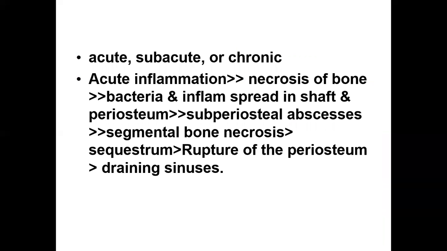And acute inflammation, necrosis of bone, bacteria and inflammatory lesions spread in the shaft, and then the periosteum, and then subperiosteal abscess formation. And there is segmental bone necrosis. So dead bone is called sequestrum, and this leads to rupture of the periosteum, and then there may be formation of skin sinuses, draining sinuses.